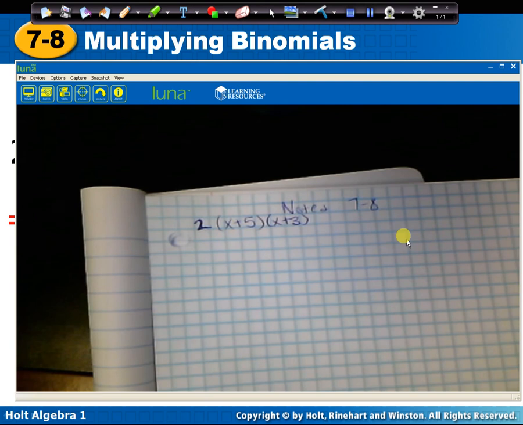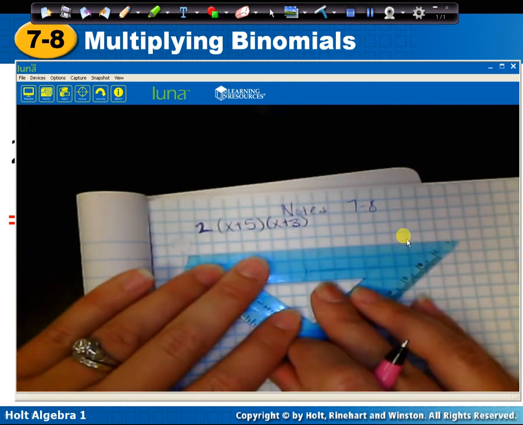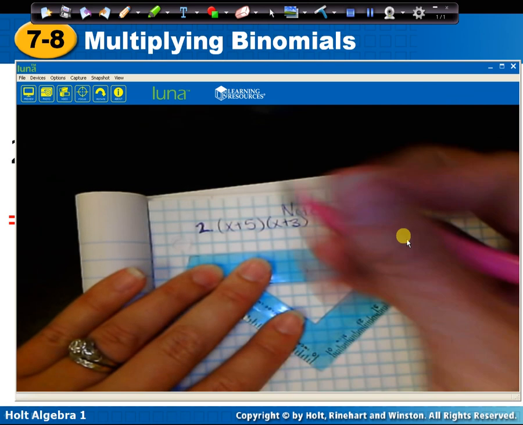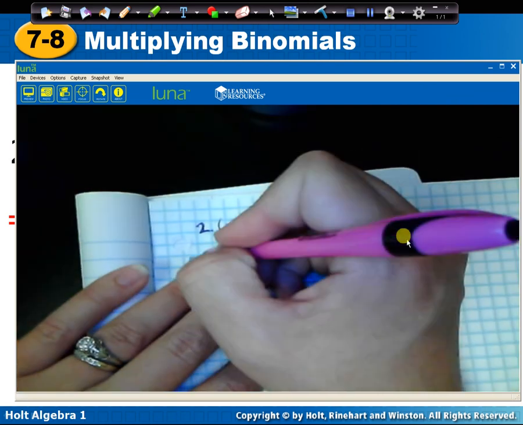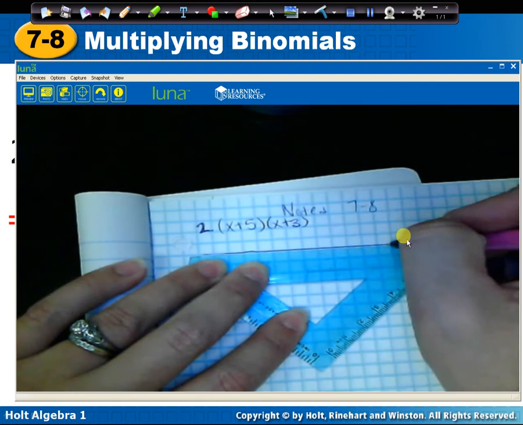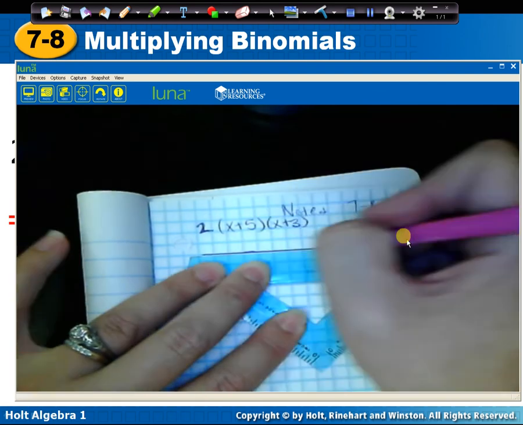So for this lesson, I'm going to use a little ruler. You don't have to, but it's just a whole lot easier, and it's going to look a whole lot neater if you go ahead and set these up with a ruler. You can also just use a flat edge like of your binder or of a notebook of some sort.